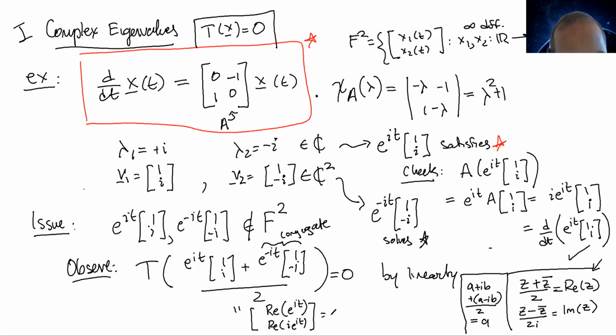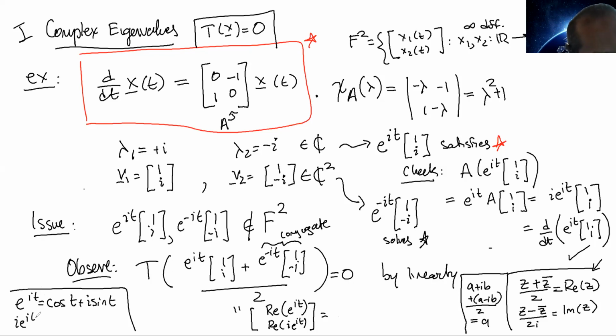And what is that? Well, again, we need a little box. What's e to the it? Well, it's cosine t plus i sine t. And so i e to the it is i cosine t minus sine t. So these real parts are now just going to be cosine t and minus sine t. So basically we observed that the real part of these functions is a solution to the differential equation. Now that's one solution. How am I going to find the other one?